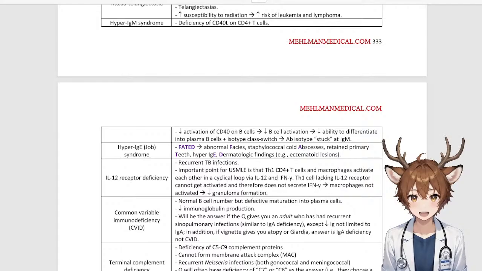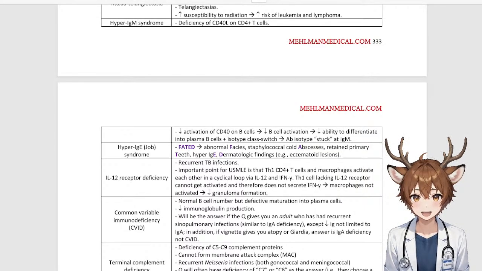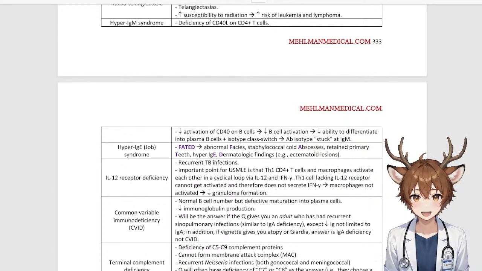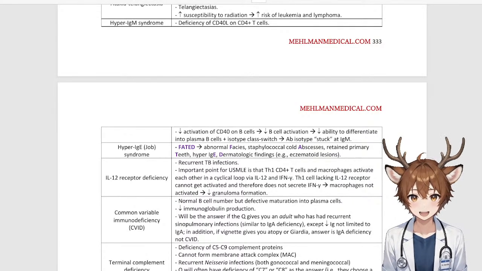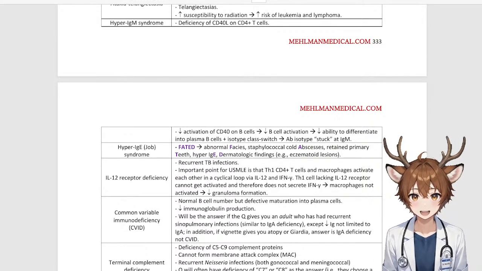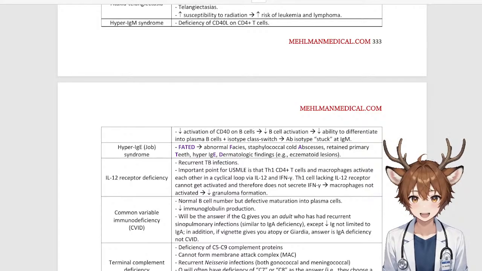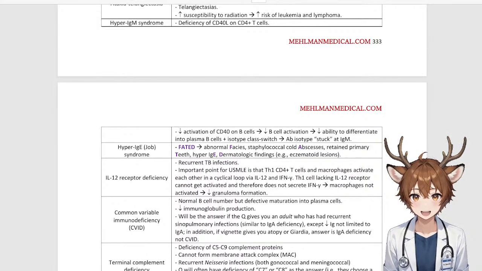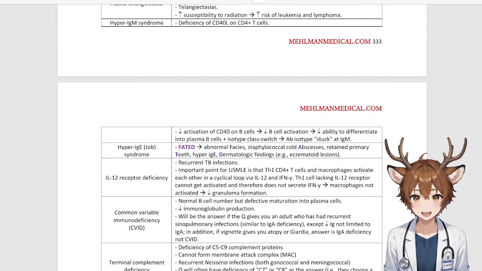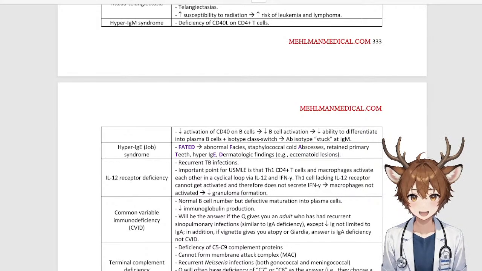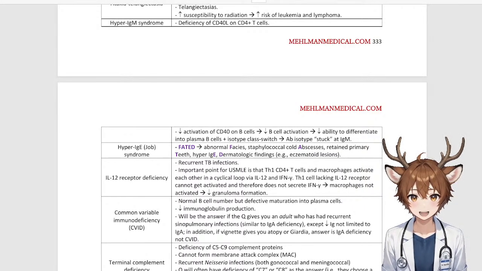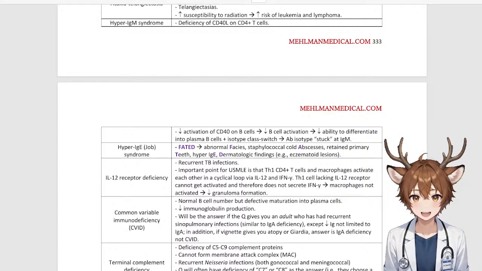Hyper-IgM syndrome, deficiency of the CD40 ligand on CD4 positive T cells. Decreased activation of CD40 on B cells, leading to a decrease in B cell activation, leading to a decrease in the ability to differentiate into plasma cells, plus isotype class switch, leading to an antibody isotype stuck at IgM. Hyper-IgE syndrome, or Job syndrome. FATED, this is a little acronym for you: abnormal facies, staphylococcal cold abscesses, retained primary teeth, hyper-IgE, dermatologic findings, eczematoid lesions. So that's hyper-IgE syndrome.